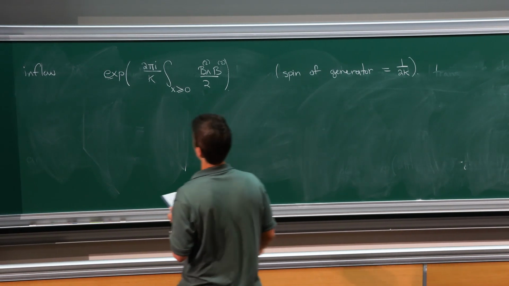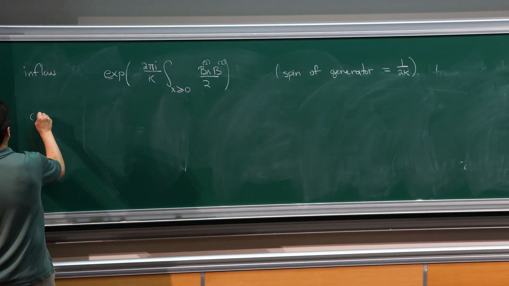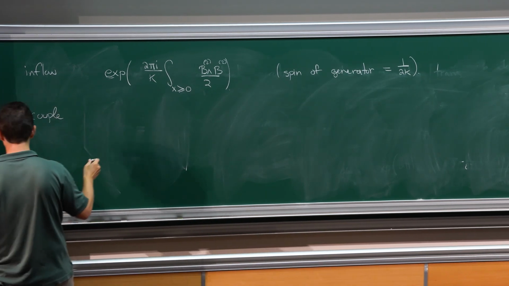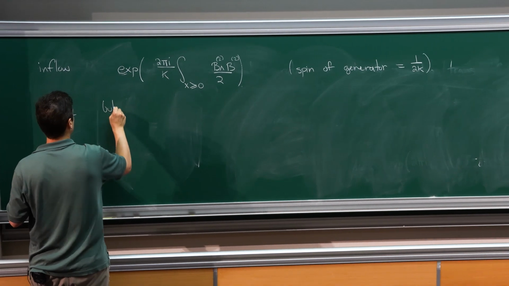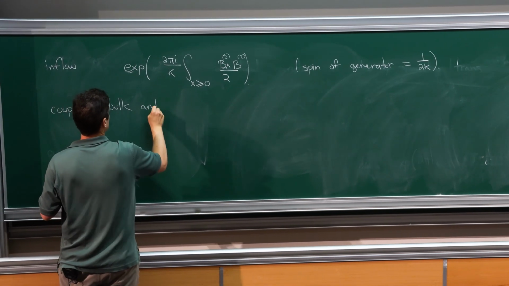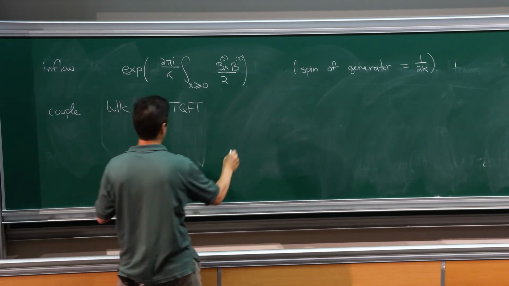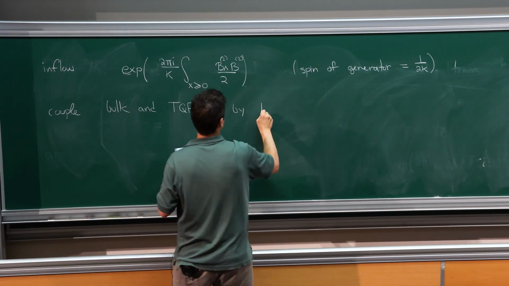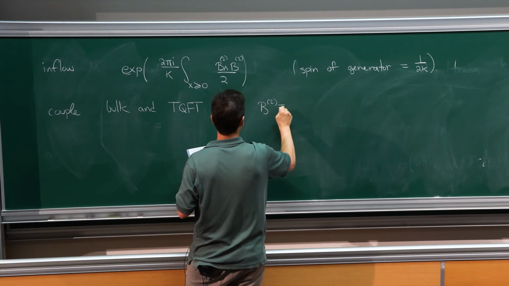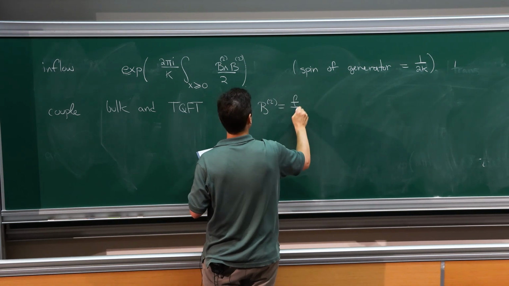And then I couple the bulk and TQFT by setting capital B2 here equal to F over 2 pi.